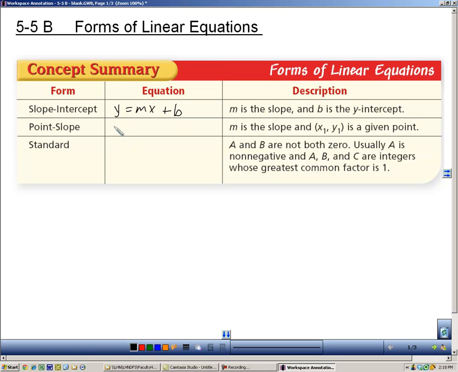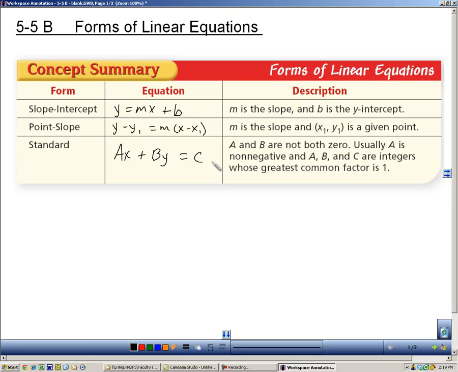Second one is point-slope form. Here the m is the slope, the x sub 1 and y sub 1 represent a point that you're given that's not the intercept. And then the last one, which is actually the first one we learned, is standard form: ax plus by equals c, where the a, the b, and the c represent numbers that cannot be fractions or decimals, and they have to have a greatest common factor of 1.